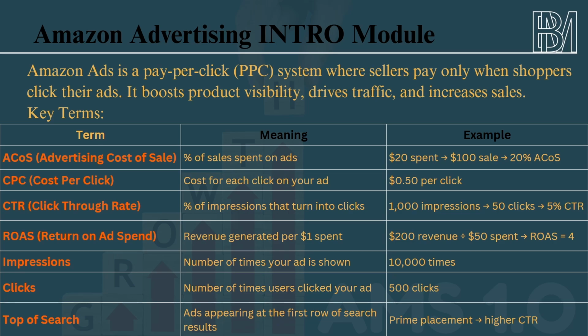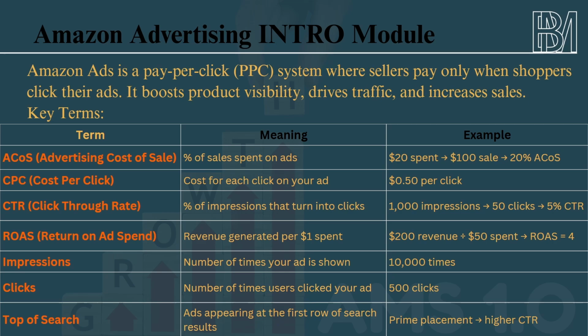So now a lower TACOS means your advertising is effective during growth without overspending. That's why TACOS is also one of the most important metrics while understanding Amazon PPC. And the last key term is ROAS. ROAS is return on ad spend.